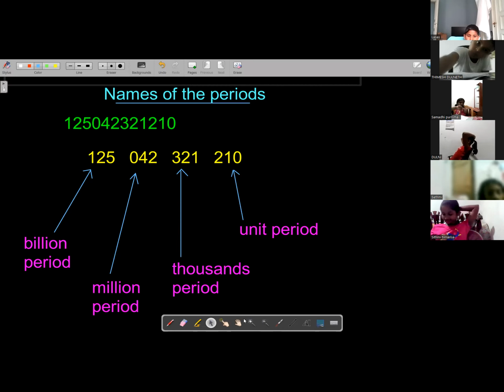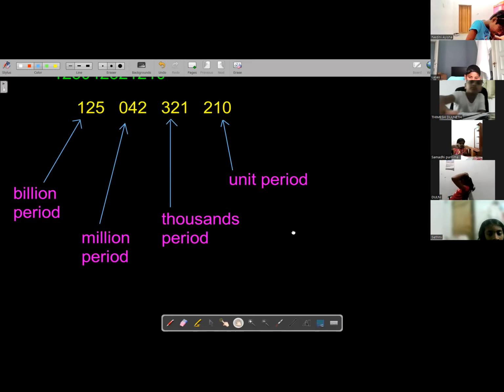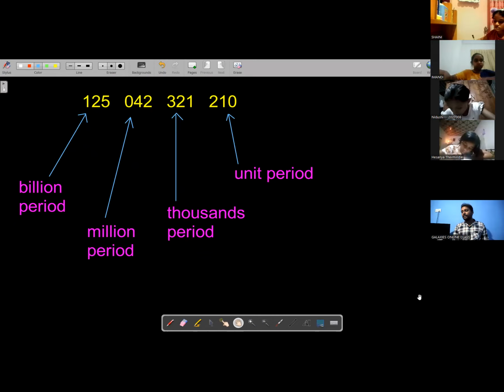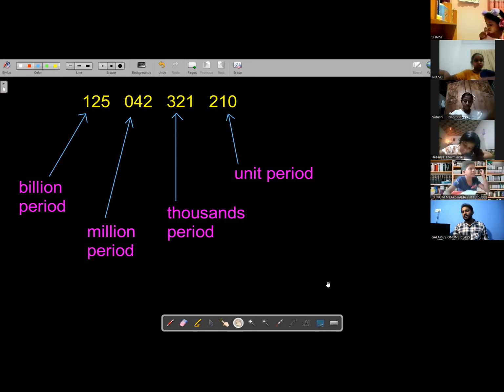Right, then we have to write the word form of this number. Right, there are 12 digits, no? A large number, 12 digits in this number. Right, now look at how you can write the word form of this number. Also, we have to use these period names.